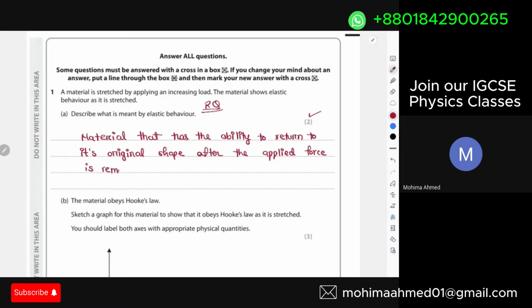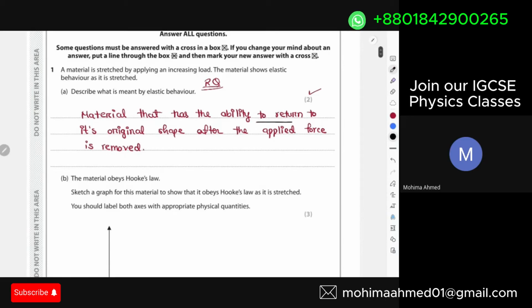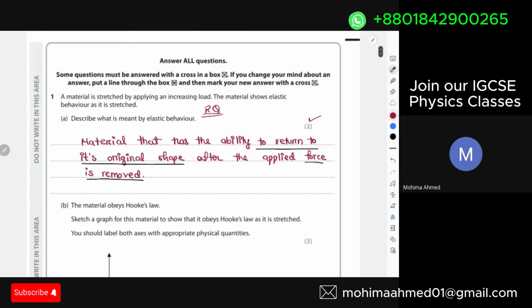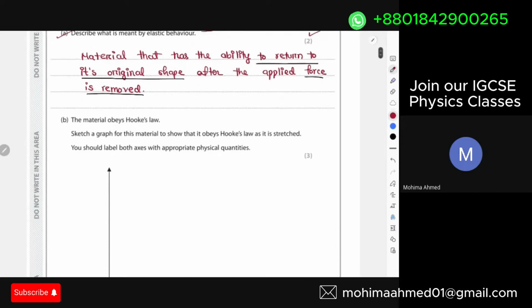If I want to highlight the mark scheme words over here, ability to return to its original shape, that is for 1 mark. And when force is removed, this is another mark, right? So these are your 2 marks for this question. I would suggest memorizing this kind of descriptive questions, okay? Now moving on to the next one.